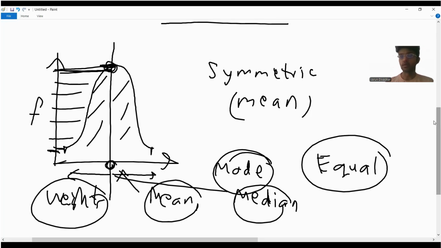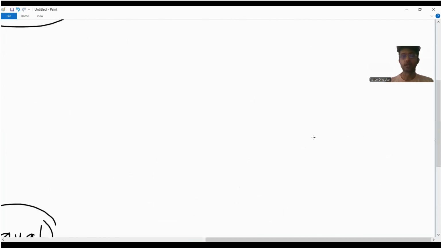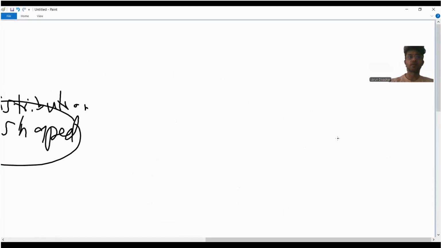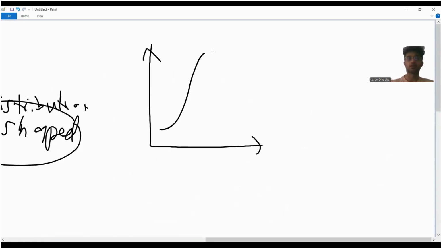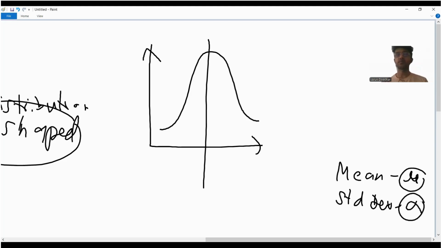Now, another characteristic of the normal distribution is that it has been found empirically that, this is the mean, right? The other thing is this normal distribution can be completely represented using the mean, which is represented by mu, and the standard deviation, which is represented by sigma, all right? So mu and sigma.